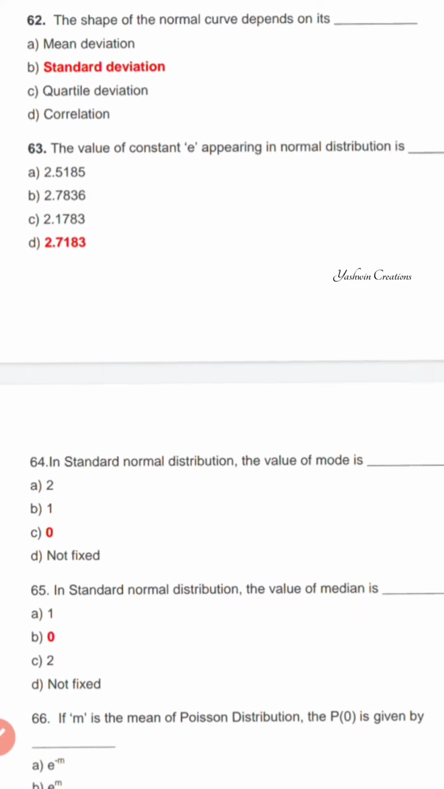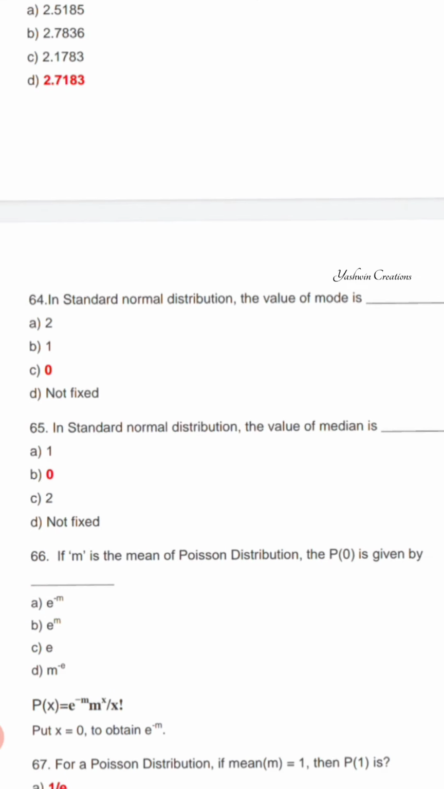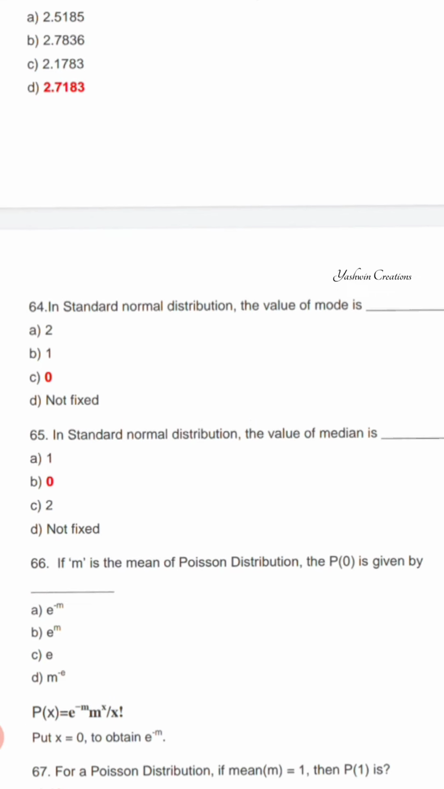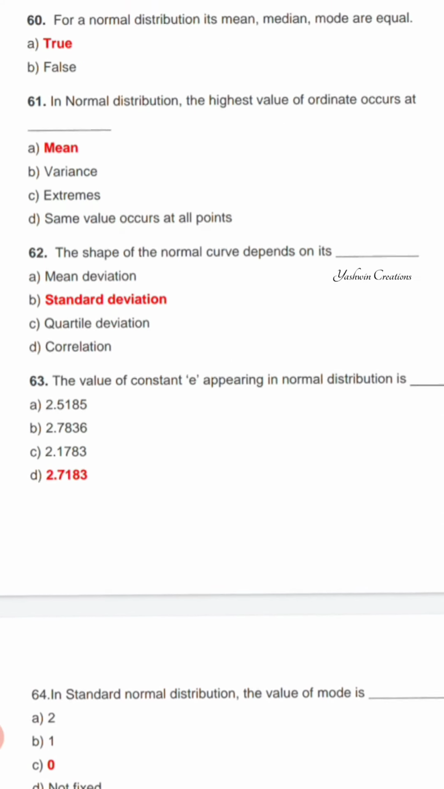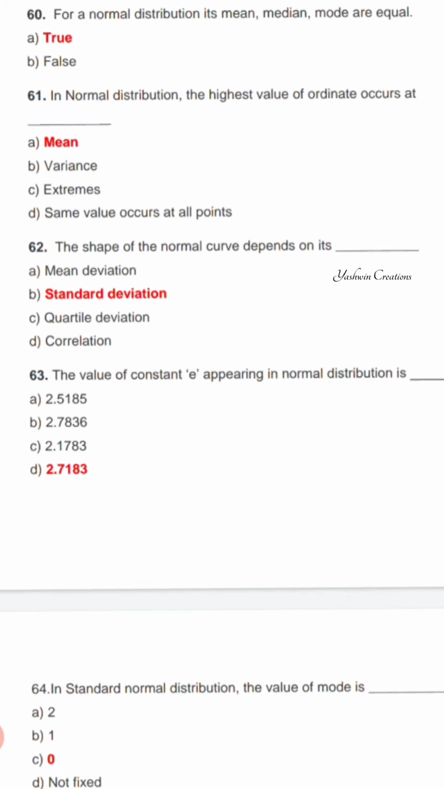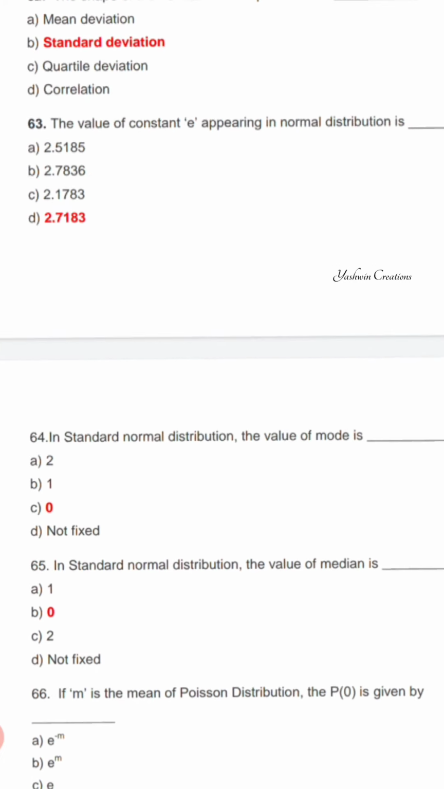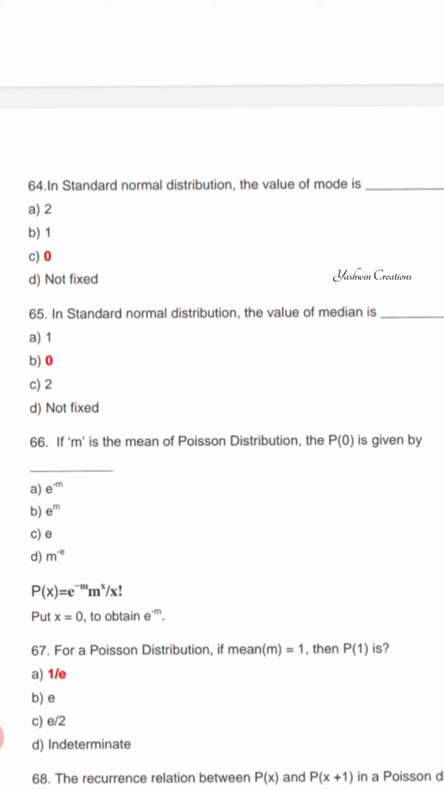In standard normal distribution, the value of mean equals 0, mode equals 0 and median equals 0, because we have already discussed that in normal distribution its mean, median, mode are equal. So all the values will be 0 only.